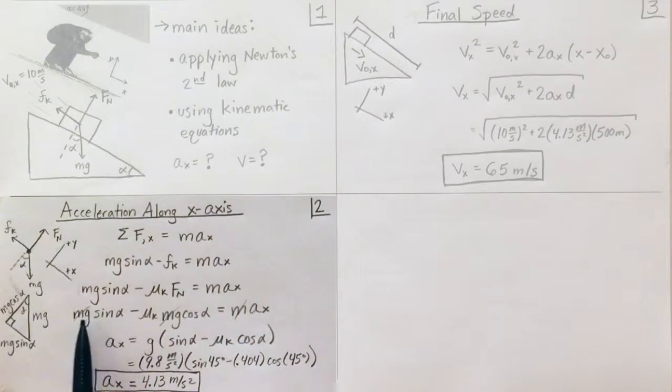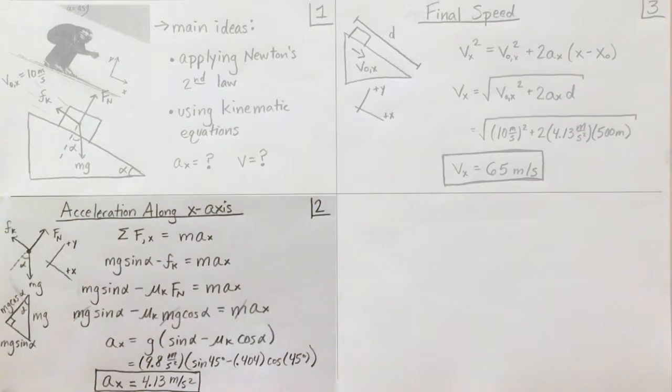Putting all this together, we then have mg sine alpha for the x component of the gravity force minus mu k times mg cosine alpha for the friction force is equal to the mass of the skier times its acceleration in the x direction. Simplifying by canceling the masses and solving for the acceleration, we arrive at this expression here, which after plugging in the numbers given in the problem statement, we find that the x acceleration is 4.13 meters per second squared.